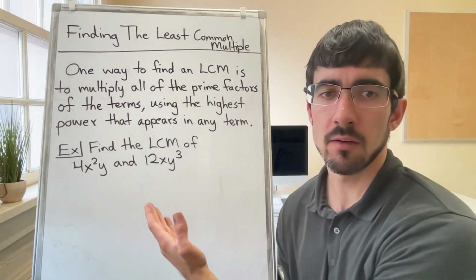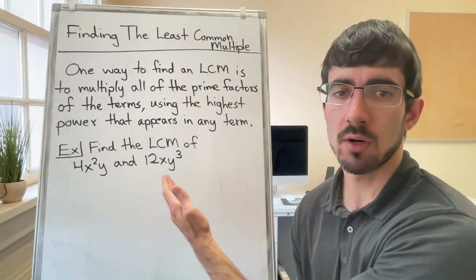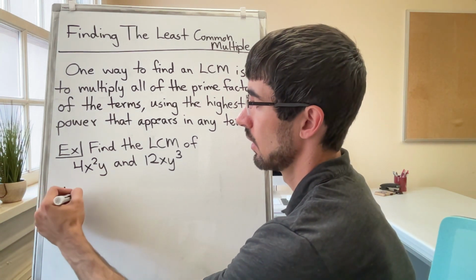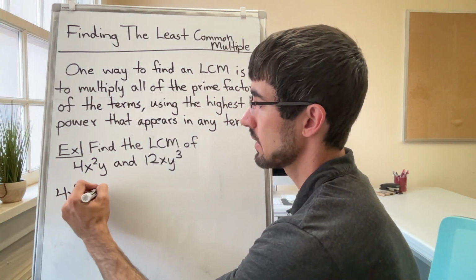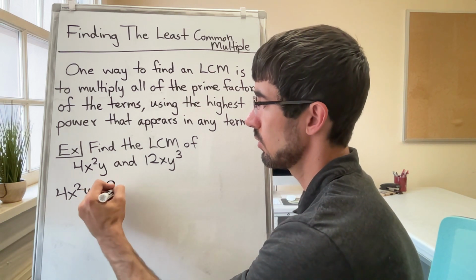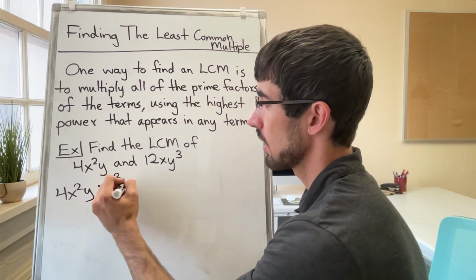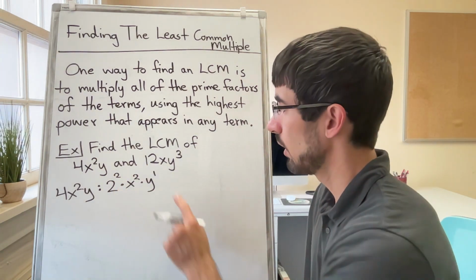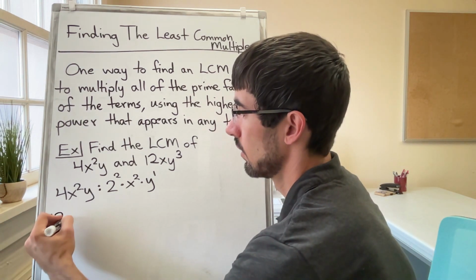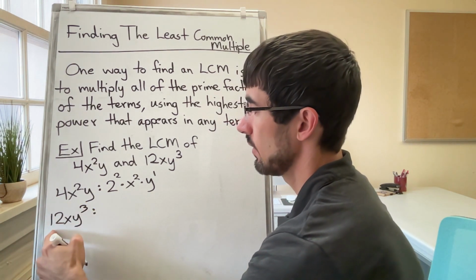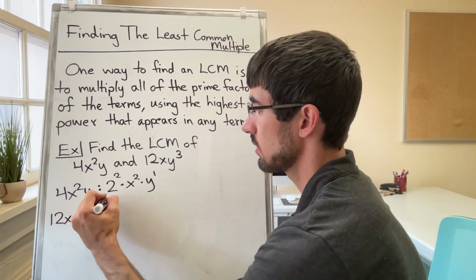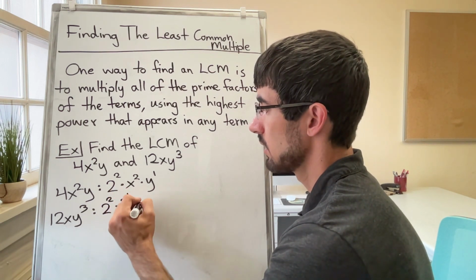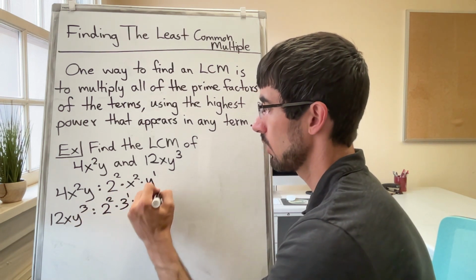Let's see how this works with finding the LCM of 4x squared y and 12xy cubed. So I'm going to write these out in terms of their prime factors. 4x squared y, I need to break this down all the way. So 4 is 2 times 2, or you could say it's 2 squared, times x squared, times y to the first. 12xy cubed: 12 is 3 times 4, 4 is 2 times 2, so this breaks down into the prime factors of 2 squared, 3 to the first, times x to the first, times y cubed.